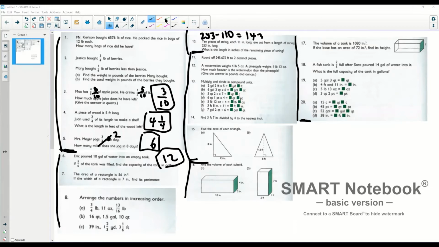All right, so if you finish 11 through 15, you can move on to the last section, and I'll go over 11 through 15 when everyone sends their answers.